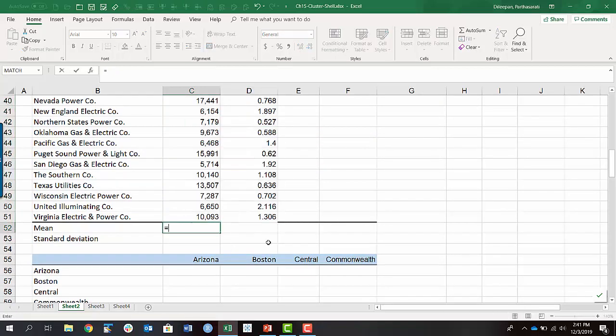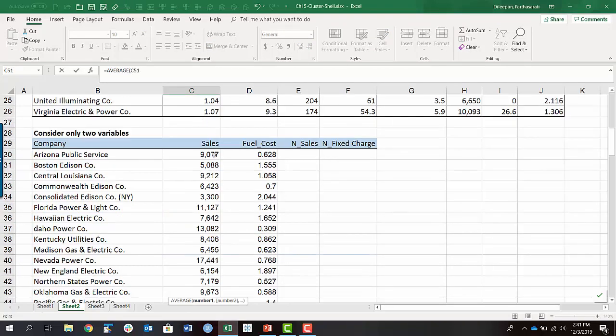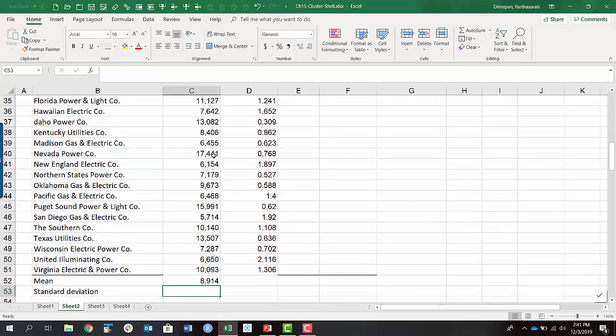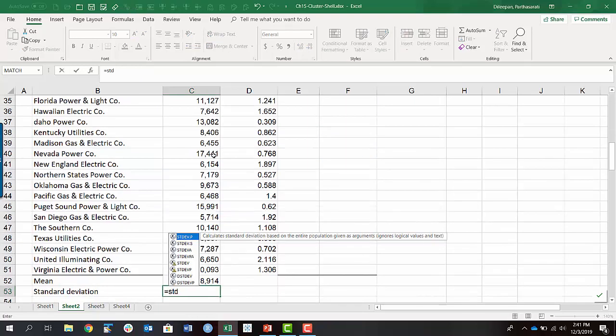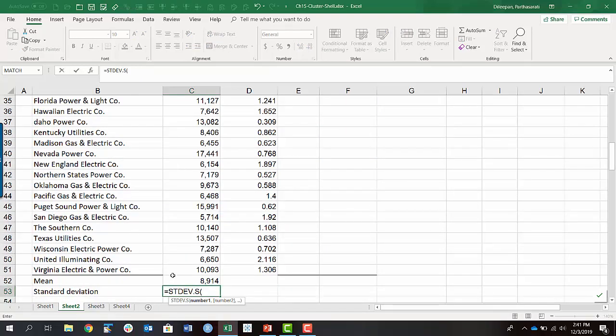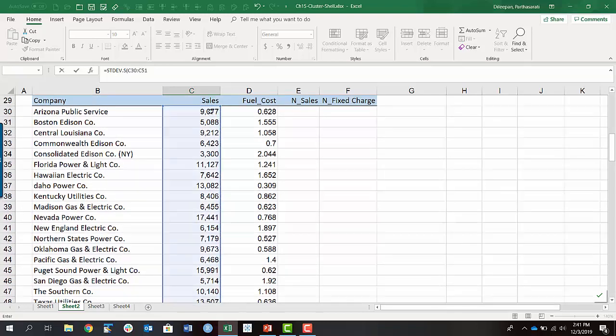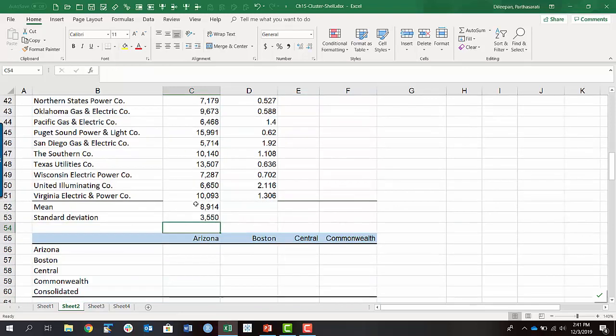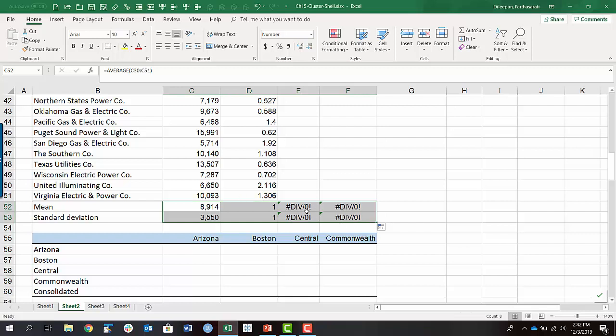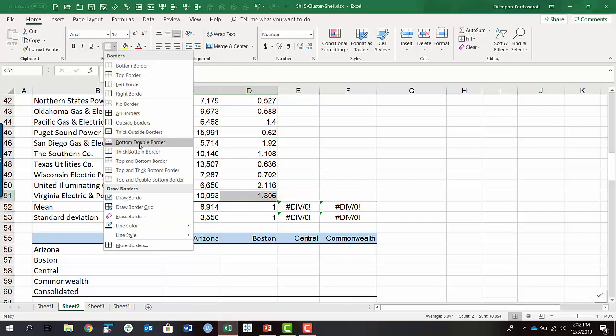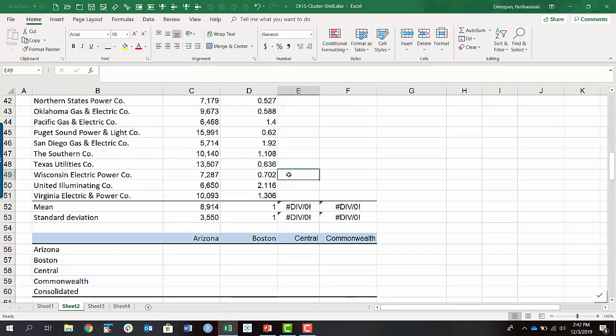Then we find the mean, and the standard deviation. Okay, so I'll copy that. So right now you have error, but once we fill out these two columns, you will have the proper results.